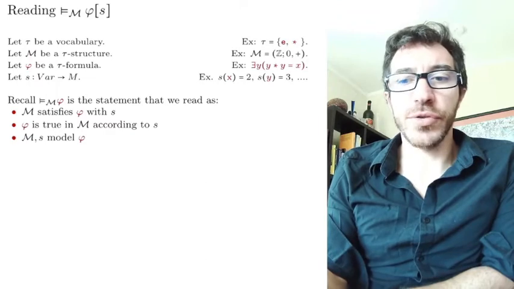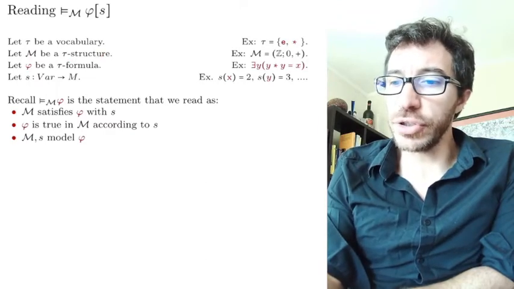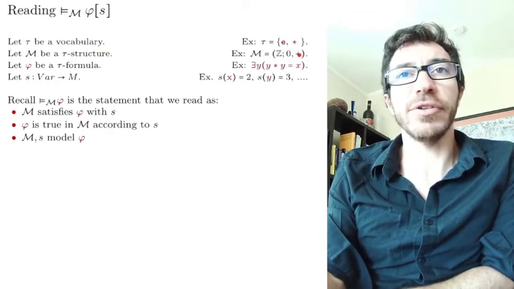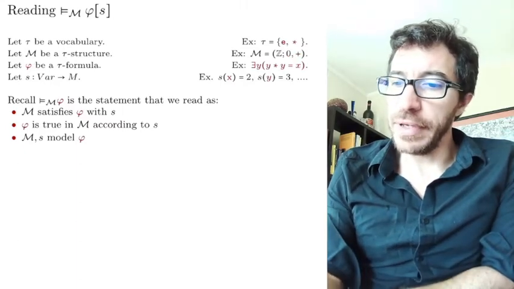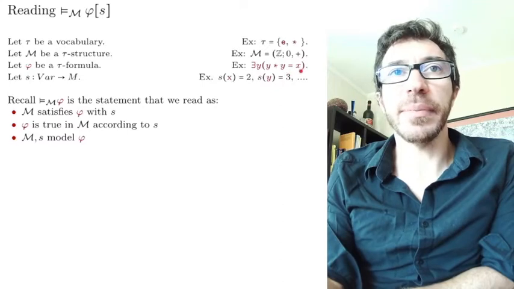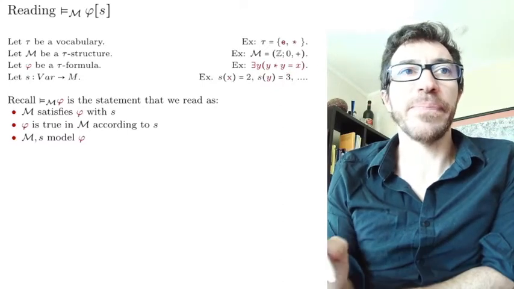In here, we're going to use M to be a tau structure, for instance, the additive group of the integers. Let phi be a formula. So this thing up here, the part in red, is a formula.